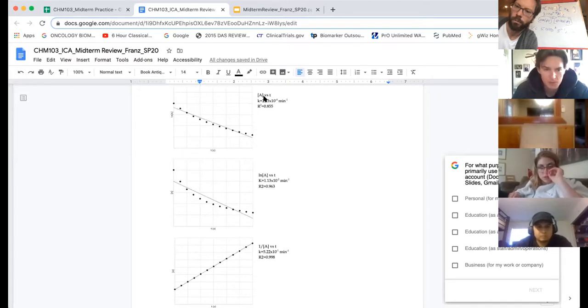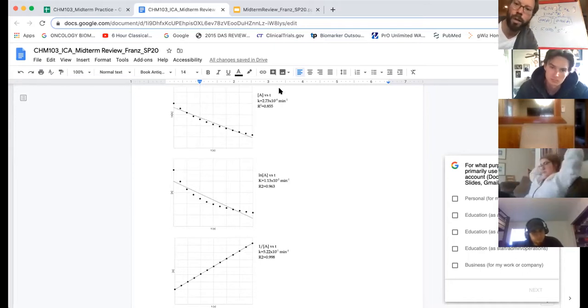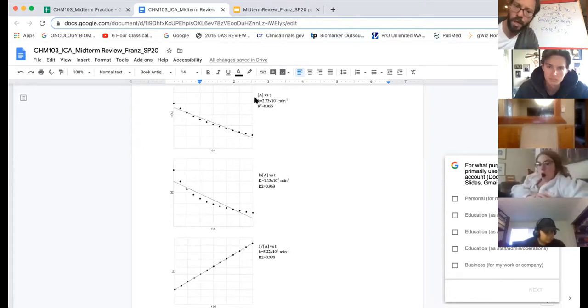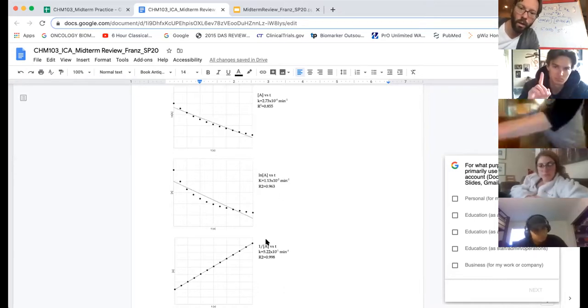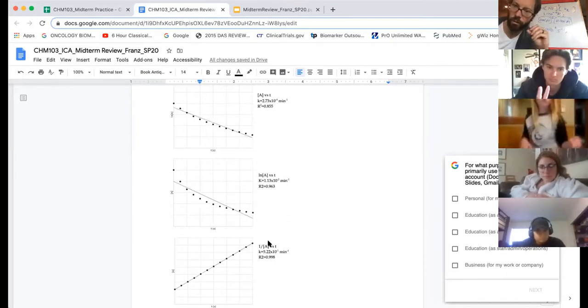It would be zero order if it was a straight line. Yeah. So before we even look at the line, let's just see how they're plotting it. And you're right, Cody. So it's just the concentration of A, so that's zero order. The second graph is the natural log of A versus time, so that would be first order. And then 1 over the concentration of A is second order. So it's zero, first, second order in that order.